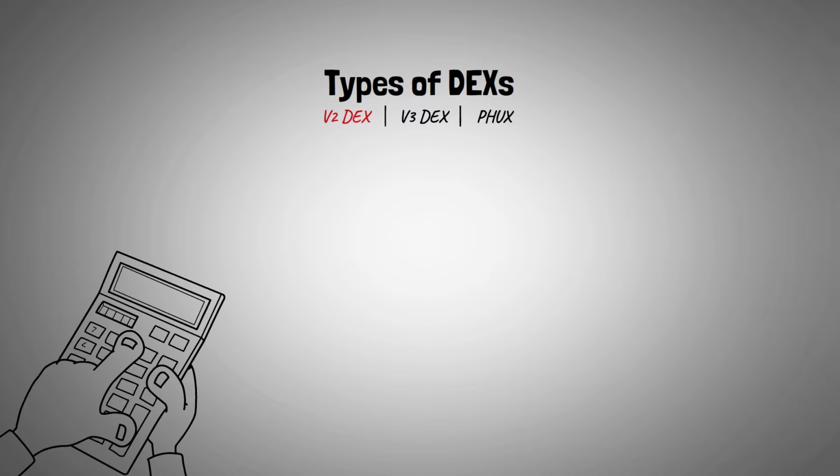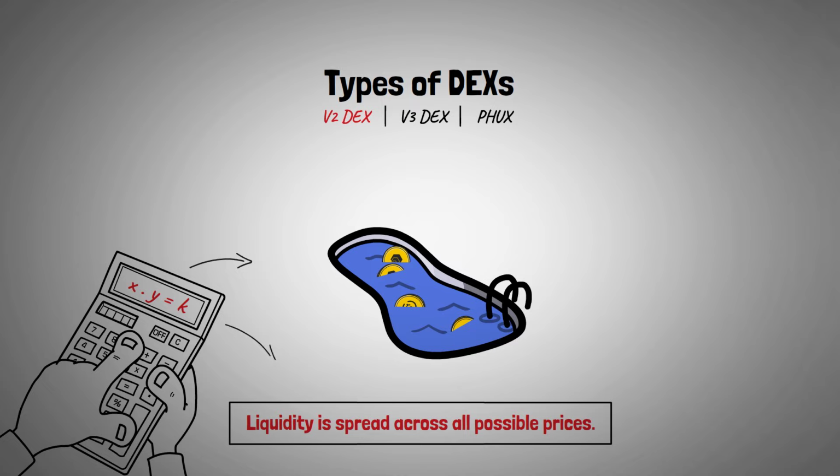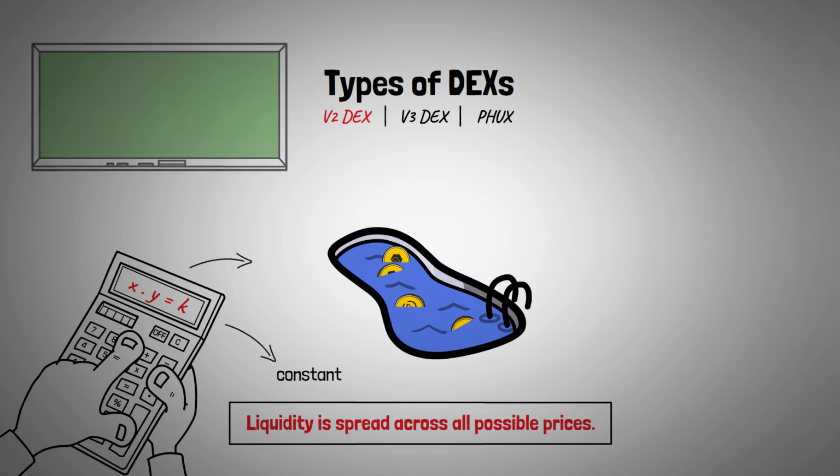V2 DEXes use the X times Y equals K formula, where the liquidity is spread across all possible prices. In this formula, X and Y represent the number of tokens in the liquidity pool, and K is a constant set by the initial liquidity provider. This constant remains the same throughout the life of the pool. For example, consider a pool with 100 HEX and 100 USDC tokens, resulting in K equaling 10,000.